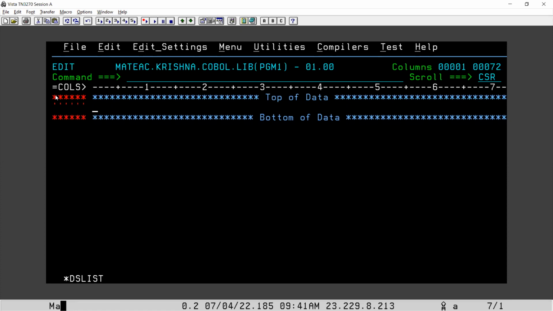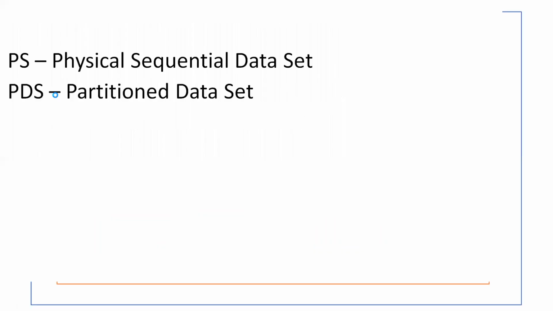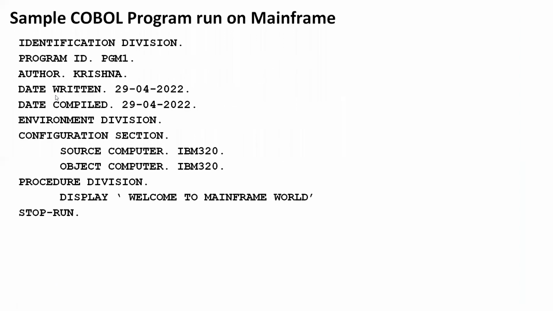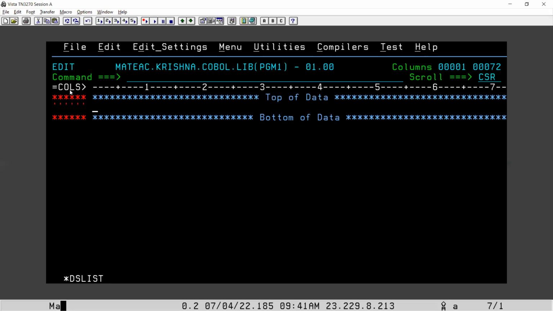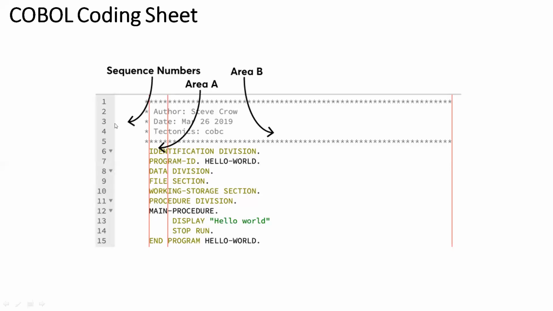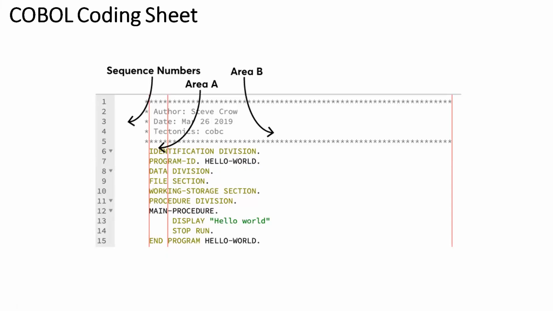Like I explained in the last session, this is a coding sheet. Here we leave 1 to 6 bytes for sequence numbers. Automatically they come. Sometimes they don't come, and we can ignore that. The 7th column is for special purposes, to write comments and so on. And from the 8th column, we have to start the coding.